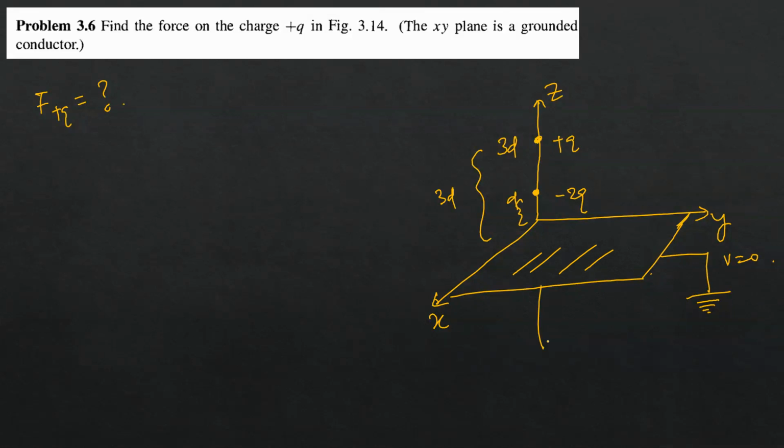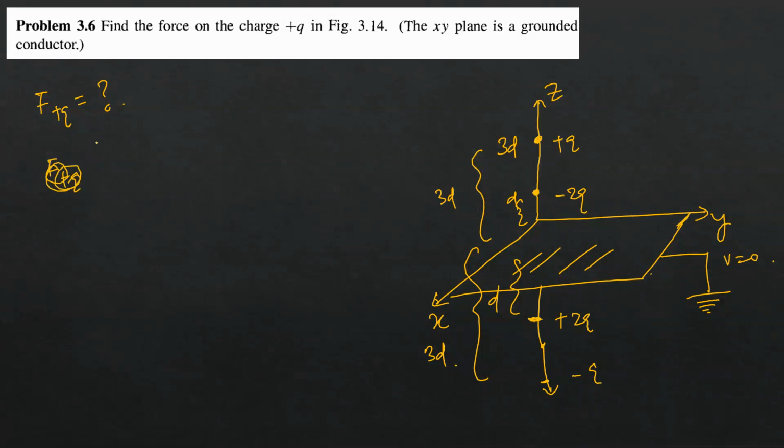So what we have to do is draw the image charges. For minus 2q, the image charge will be plus 2q at a distance of d. For plus q, the image charge will be minus q at a distance of 3d. So you have to find the force on plus q. So how many charges are there? One, two, three. Because of all the charges, we will find the force.